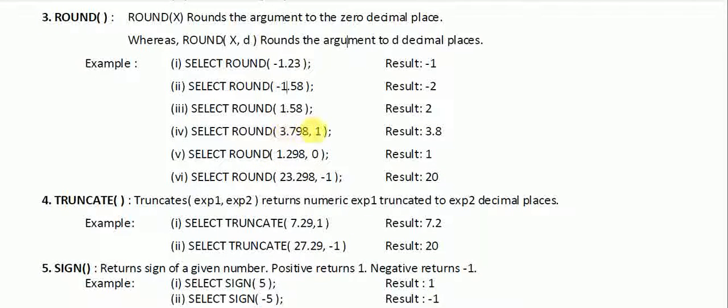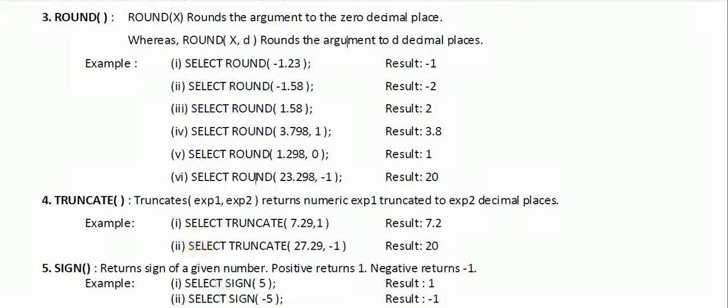The next, here when we are using 1, it means this 7 is in the 0 place, and after that 9 is at the 1 place, so we have to round up this 9. When it is rounded up, it will give the answer 3.8. The next, ROUND with 0. Here the number of places is not given, so it will give 1. The next, -1: here this 2 before this 3 is the -1 place, so it will result in 20. So these are the different examples of the ROUND function with the outputs.